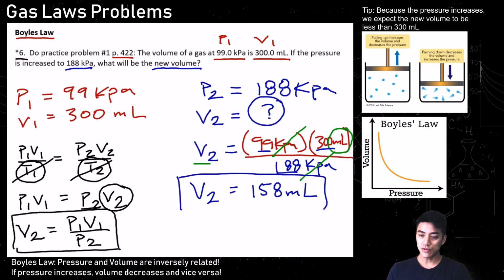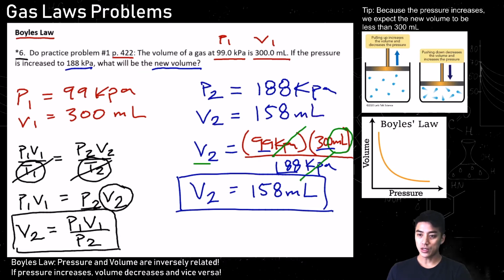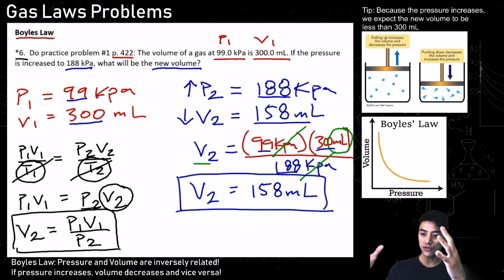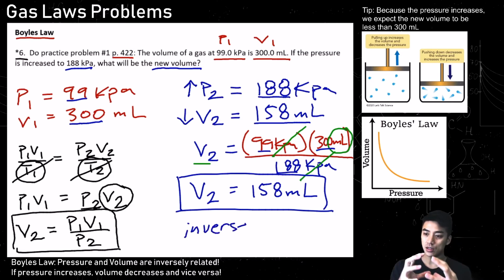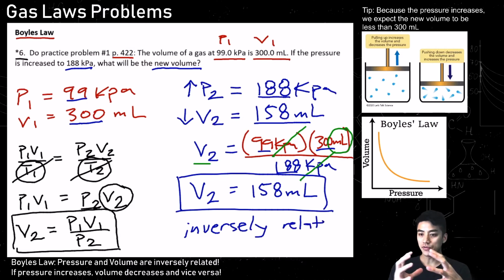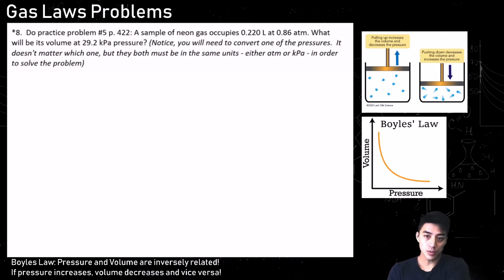V2 is 158 milliliters. And it's just as we expected. If the pressure goes up, the volume should go down just slightly. So the volume went from 300 down to 158. And that describes Boyle's law, which is the inverse relationship between pressure and volume. Pressure goes up. So pressure went from 99 to 188. And the volume will drop. Okay, so think of it as a squeezing effect. Pressure goes up. Pressure is like squeezing on this gas container, and it causes the volume to go down.